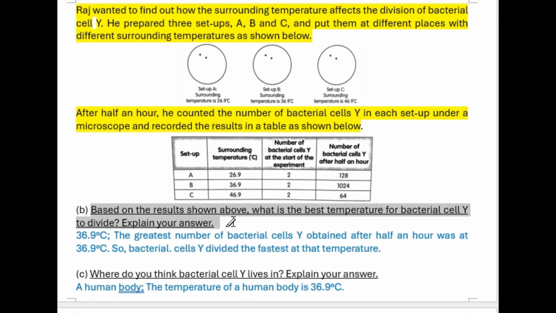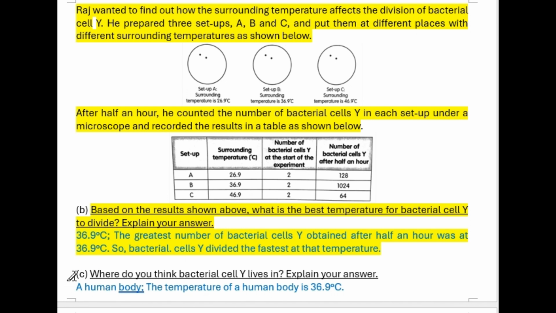B. Based on the results shown above, what is the best temperature for bacterial cell Y to divide? Explain your answer. 36.9 degrees Celsius. The greatest number of bacterial cells Y obtained after half an hour was at 36.9 degrees Celsius. So, bacterial cells Y divided the fastest at that temperature.